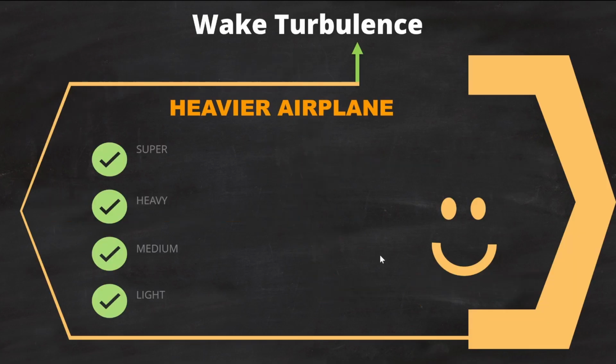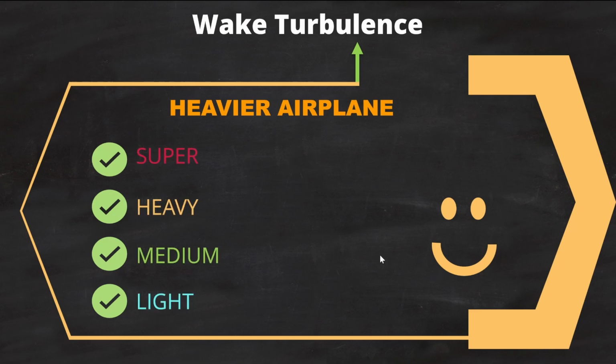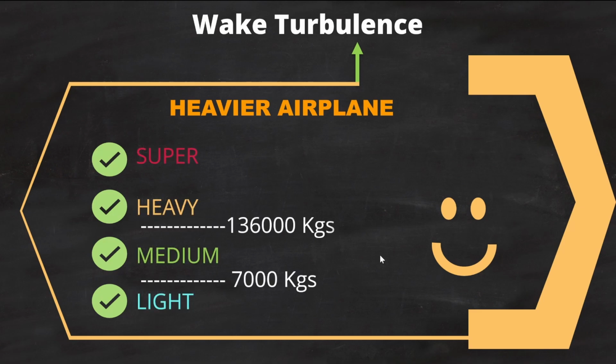There are 4 categories of wake turbulence to consider: light, medium, heavy, and super, separated at 7,000 kilos, 136,000 kilos, and as per ICAO Doc 8643, not important.